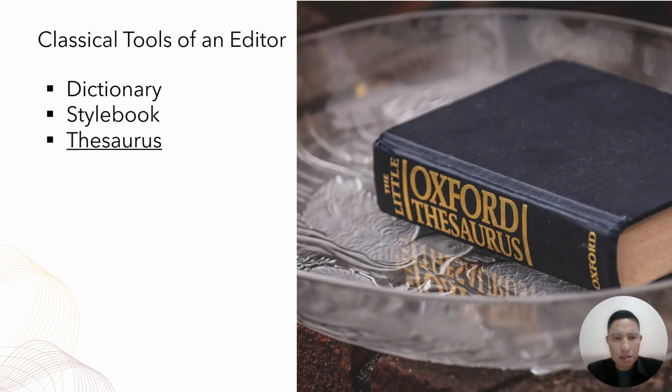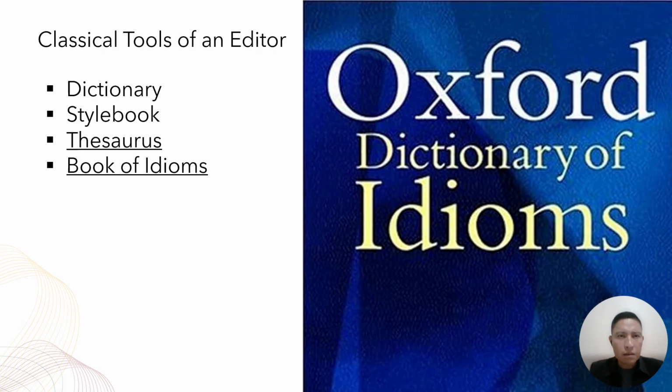Another example is a thesaurus. When a word feels repetitive or dull, a thesaurus helps us find a more suitable synonym. Meanwhile, a book of idiomatic expressions, another example, ensures idioms are used correctly, which is important, especially for non-native speakers.